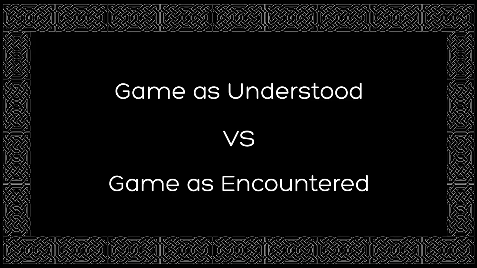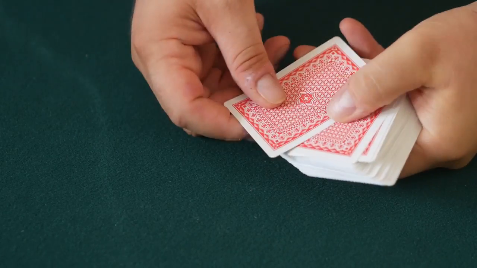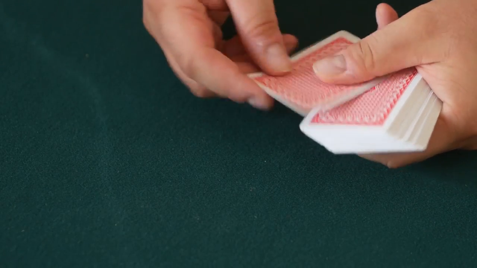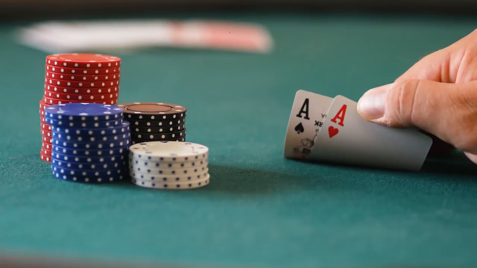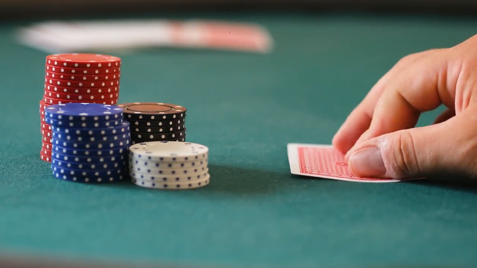According to Upton, the ideal scenario for a game is when these two horizons overlap only marginally. This might seem counterintuitive, but in order for a play space to be successful, the player must have some degree of uncertainty as to the outcomes of their actions. A game of poker where everyone knows what the next card is is no game of poker at all.